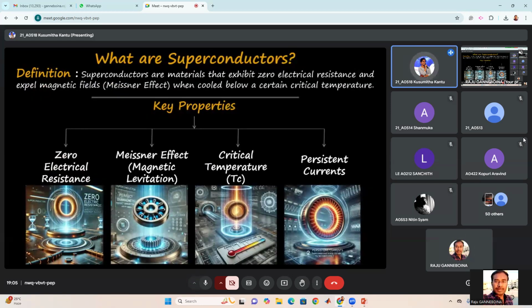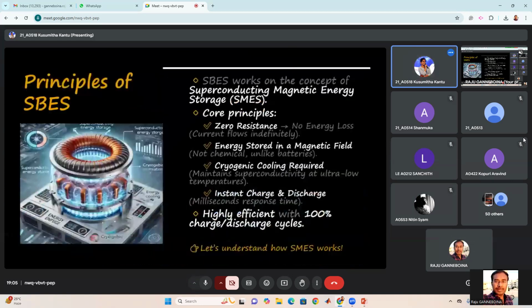And next, the principles of SPES. So superconductor-based energy storage is based on superconducting magnetic energy storage (SMES) technology, and the core principles involved here are zero resistance, that is no energy loss when electricity flows, and then electricity flows forever without fading. And then energy stored in a magnetic field.